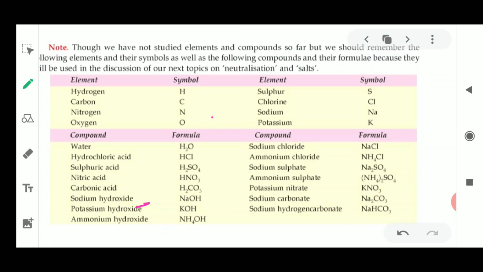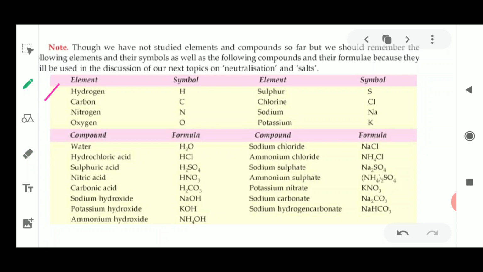We have not studied the elements in the compounds, but we have to remember the common names and the symbols which are utilized in the neutralization reaction. So before going on to that topic, you just go through this table which is given here as follows, and the symbols are given here. You have to learn these symbols.